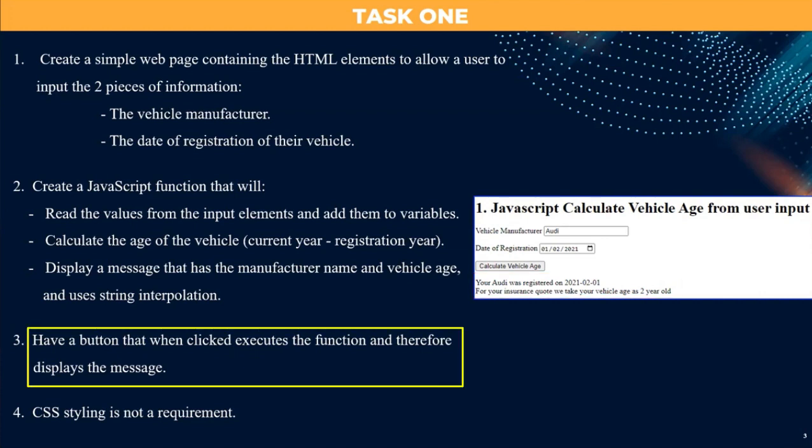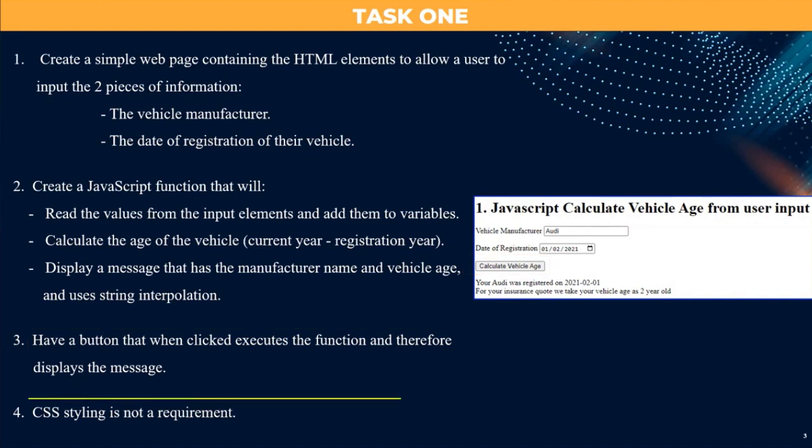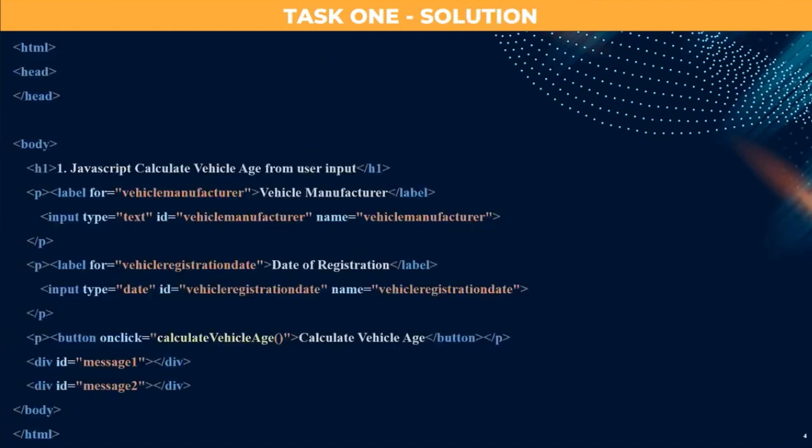To run the function, we're going to have a button which, when clicked, executes the function, and therefore the function will read the information in the two inputs and then do all the calculations. In this case, we don't need any CSS styling. We just want to concentrate on JavaScript.